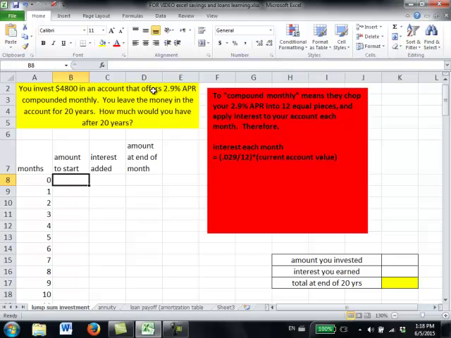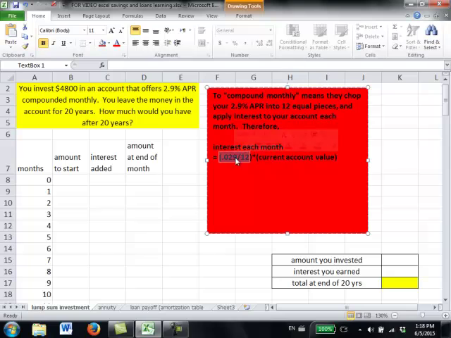So first thing to understand about this is when they say that we have a 2.9% annual percentage rate, APR, and we're compounding it monthly, that means the bank will go in every month and apply a little bit of interest to your account. How much they actually give you every month, they take your 2.9%, your 0.029, divided up into 12 equal pieces. So they take 0.029 divided by 12 and multiply it by the current amount in the account. So every month they go in and they multiply the amount in your account times 0.029 over 12. That's how much interest you'll gain that month.